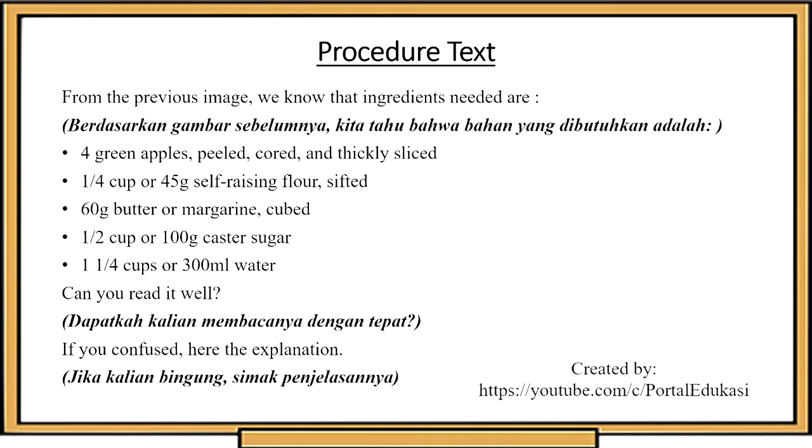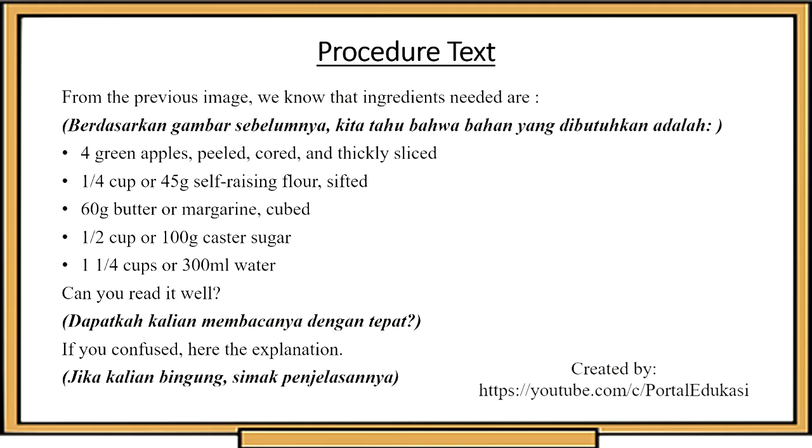From the previous image, we know that the ingredients needed are 4 green apples, peeled, cored, and thickly sliced. A quarter cup or 45-gram self-raising flour, sifted. 60-gram butter or margarine, cubed. Half a cup or 100-gram caster sugar. 1¼ cups or 300 milliliters water.